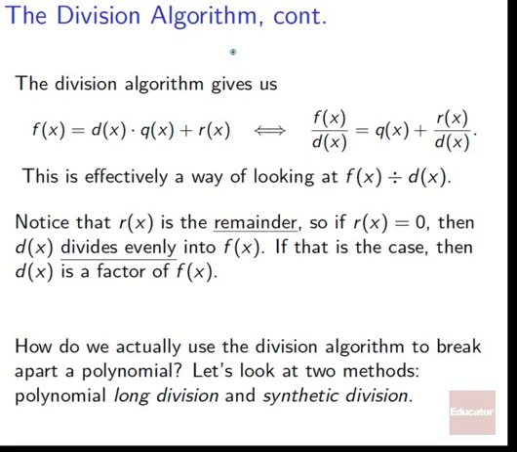Now notice r of x is the remainder. So in the case when r of x equals 0, that means we have no remainder, which we describe as d of x dividing evenly. So when it divides evenly into f of x, that means d of x is simply a factor, right? 5 divides evenly into 15, so that means 5 is a factor of 15.